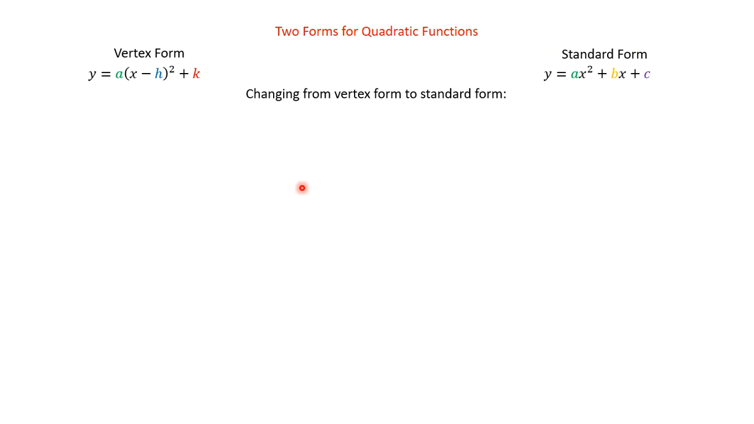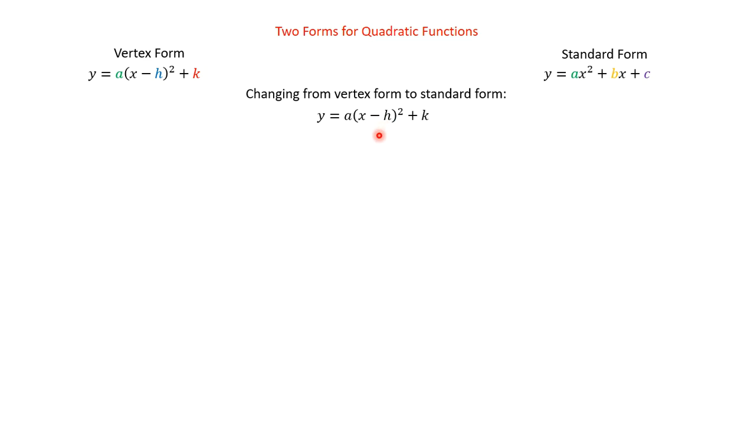And so we can change from vertex to standard form. And really all this is, we're going to square this x minus h, then distribute an a. That's all it is. We're just going to multiply this out. And so the first step is to square the x minus h. Now (x minus h) squared is not x squared minus h squared, nor is it x squared plus h squared.